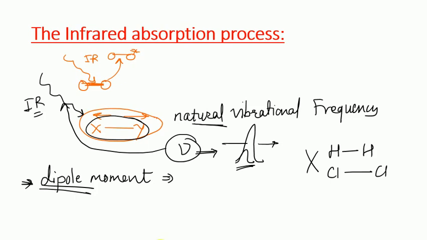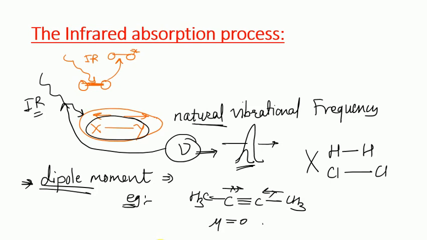For example, consider a symmetric bond, such as a triple bond with CH3 and CH3 attached. Now this triple bond is symmetric, so the dipole moment is cancelled, and the resultant dipole moment is 0 here. Such bonds are not able to absorb in the IR region, even though they have natural vibrations, or even though they carry the functional group.